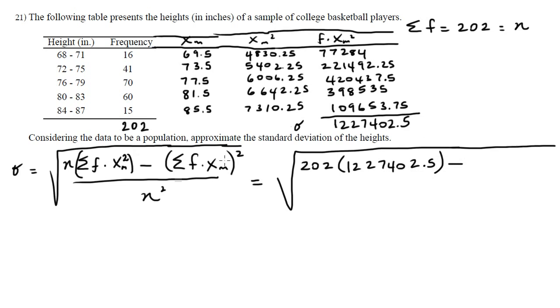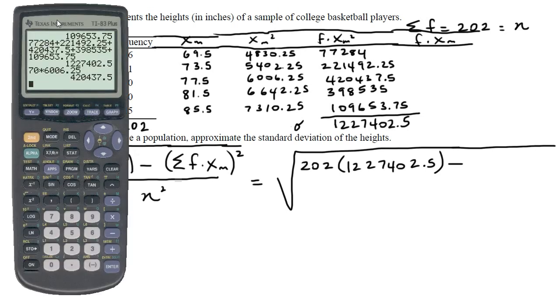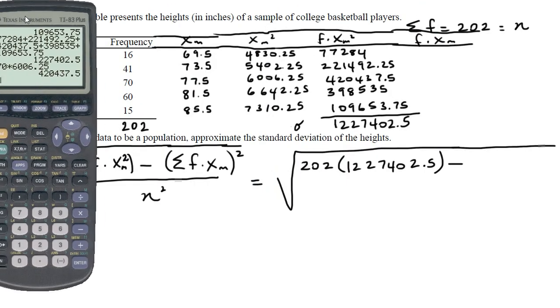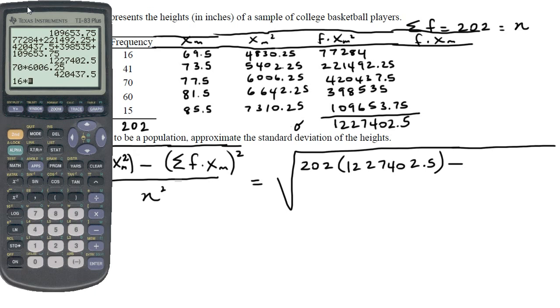From that, I must subtract the sum of frequency times the midpoints. Then I square that entire quantity. So I need to sum the frequency times the midpoints. So let's do that. Frequency times the midpoint. So the first one, let's do it over here. 16 times 69.5. 41 times 73.5. 70 times 77.5.